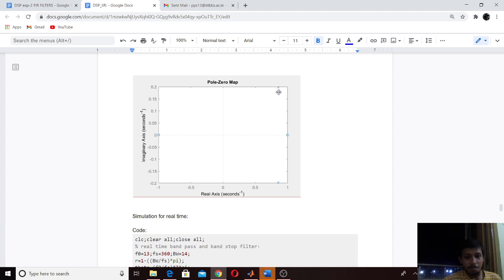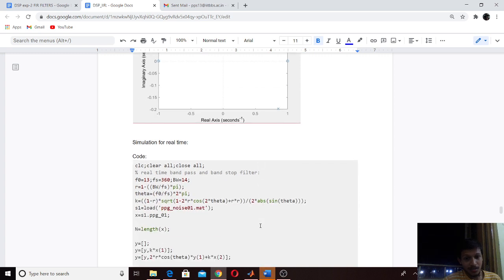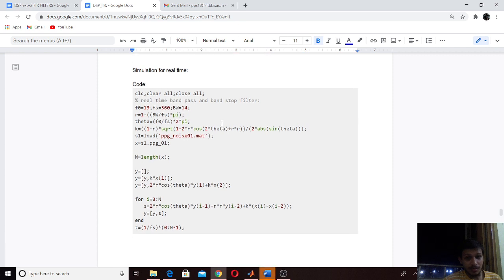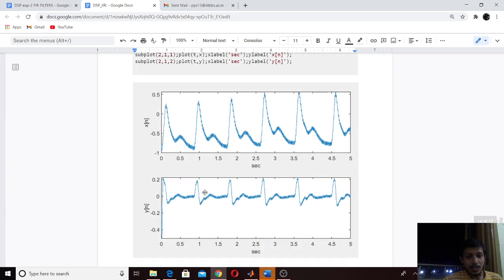As you can see, the poles are mirrored with respect to the x-axis, which means they are conjugate pairs, giving real filter coefficients. And this is the code for simulating the real-time PPG signal by manipulating the array of x of n. The obtained graph for the band pass filter.